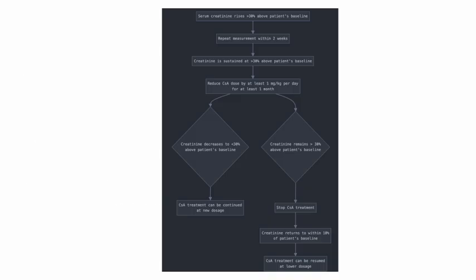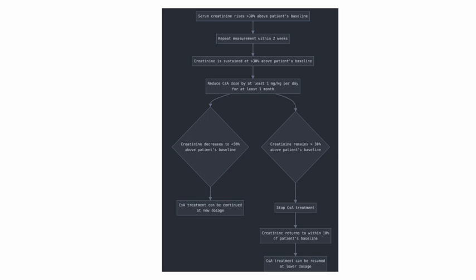So what do we do if we have a patient on cyclosporin and they have a bump in their creatinine? Well, if a patient's serum creatinine rises more than 30% above their baseline level, then we repeat the measurement within 2 weeks to confirm if the elevation is sustained. And if it does remain more than 30% above baseline after the repeat measurement, we reduce the cyclosporin dose by at least 1 milligram per kilogram per day for at least 1 month. After this dose reduction period, we reassess the creatinine levels.